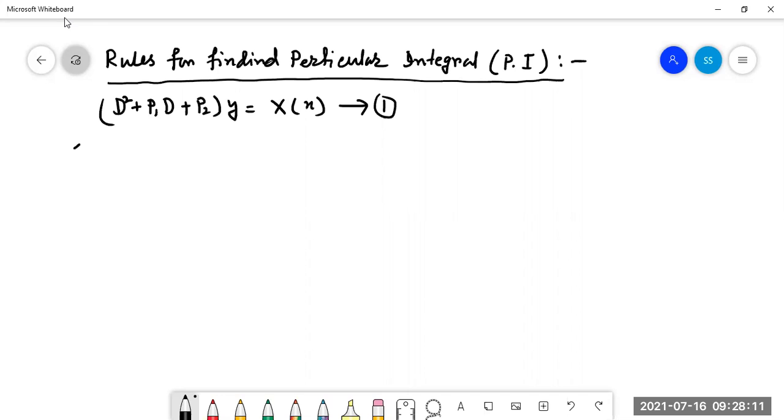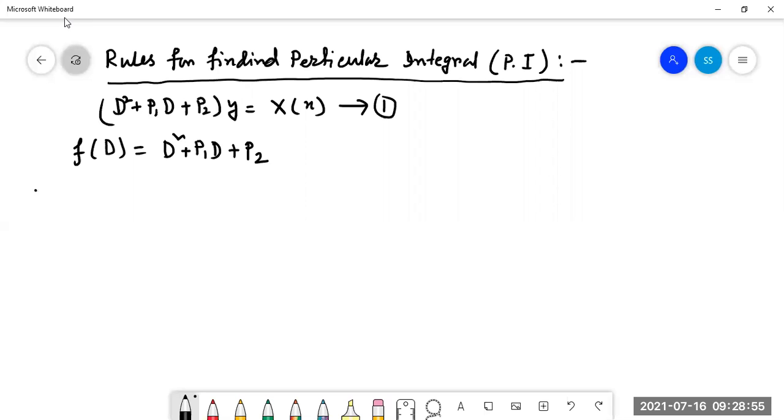Here, what is the F of D, the function of D? For this equation it is D squared plus p1 D plus p2. This is the F of D, right? Without y, within the bracket, this D part is called the function of D. Now on the right hand side, X of x may be any kind of function: an algebraic function, a trigonometric function, an exponential function, or a hyperbolic function. According to this right hand side, there are some rules for finding the particular integral.